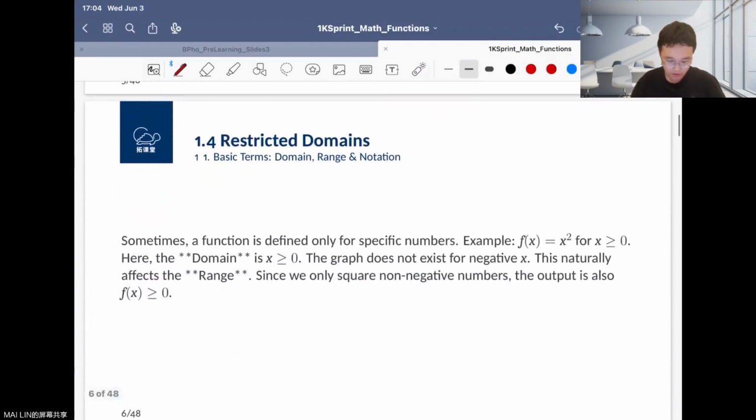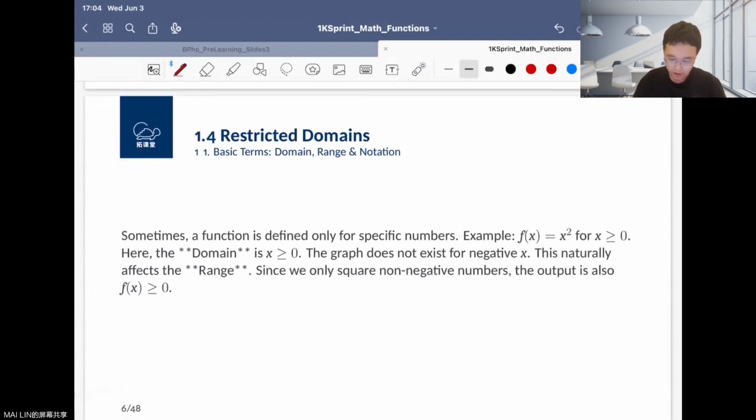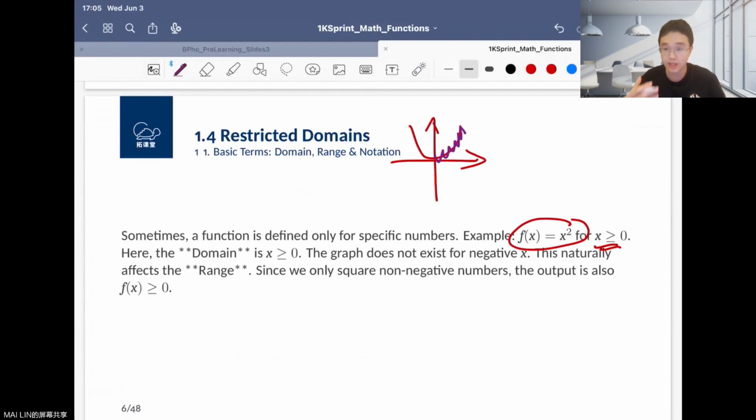Let's move into the restricted domain. For f(x) equals x squared, sometimes the problem will say that there is a restricted domain like x bigger than or equal to 0, okay? So that is the domain. And we can also find the range, because for f(x) you can draw the graph. Even though you choose x bigger than or equal to 0, it represents the purple region above the x-axis. That means the y value is always bigger than or equal to 0. That is the range for the function.